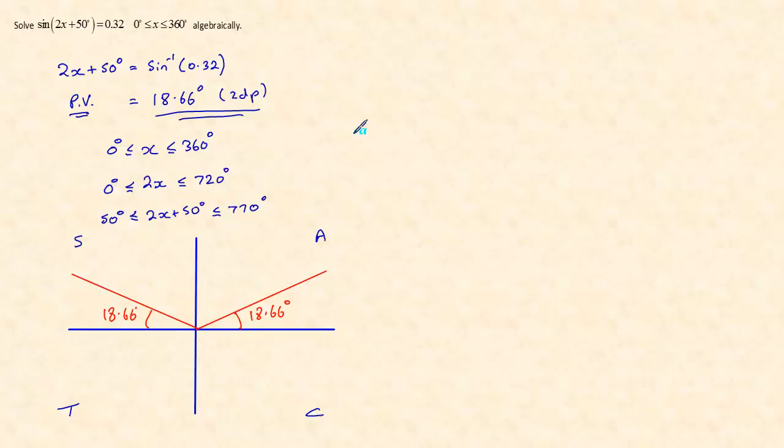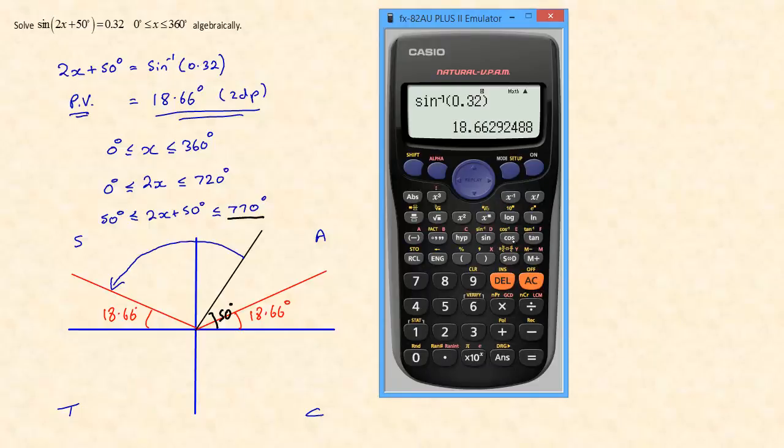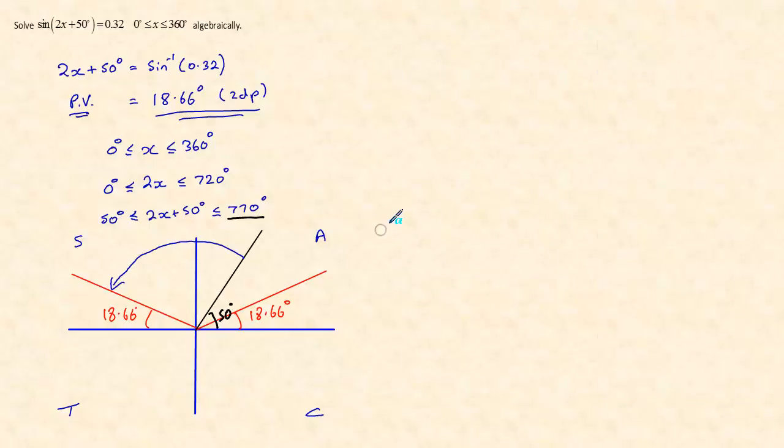Now we need to start looking at 50 degrees. So I'm going to put on 50 degrees here, and that's my start line. And if I'm going to 770, that means I'm going to go around twice. So let's go and pick up our solutions. So the first one we meet is this one here. So that one there is going to be at 180 take away 18.66. So 161.34 degrees.